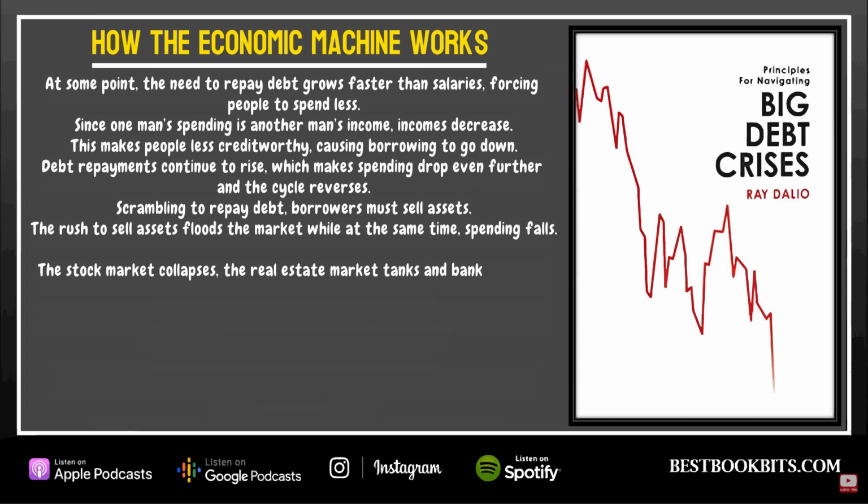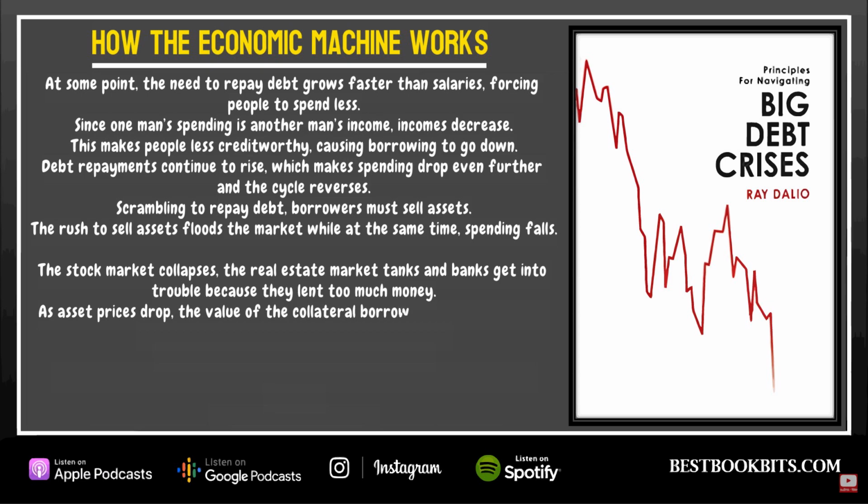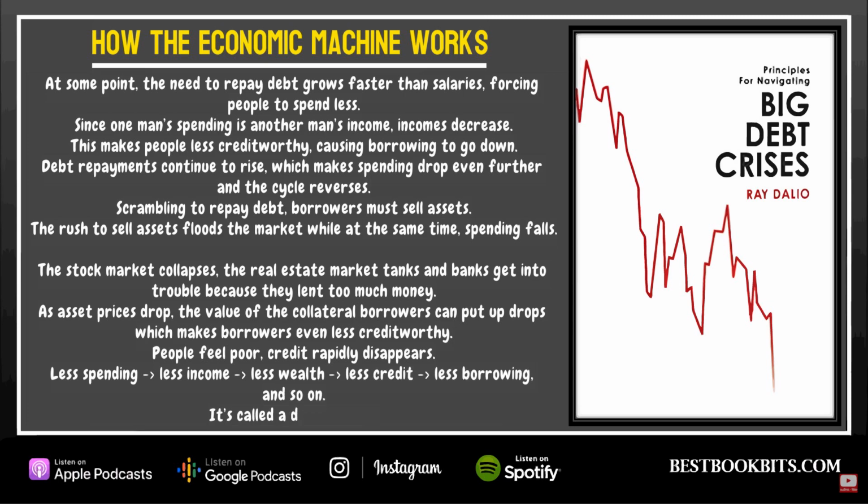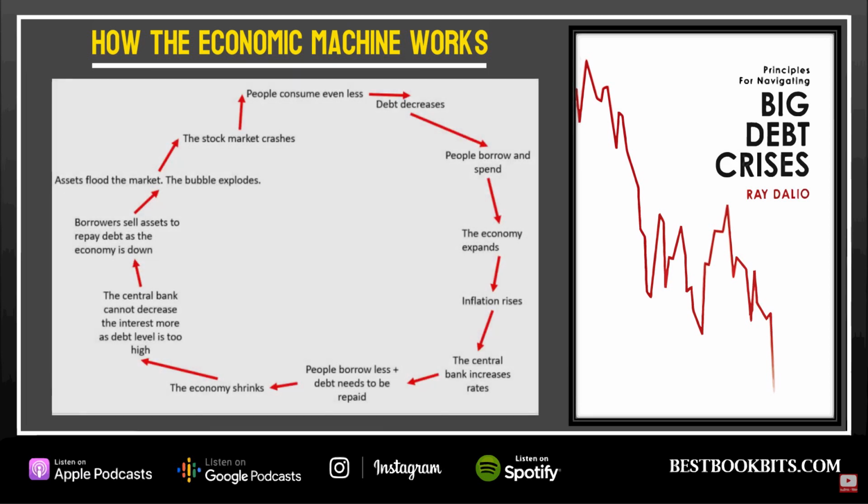The stock market collapses, the real estate market tanks, and banks get into trouble because they lent too much money. As asset prices drop, the value of the collateral borrowers can put up drops, which makes borrowers even less creditworthy. People feel poor, credit rapidly disappears. Less spending equals less income, less wealth, less credit, less borrowing, and so on. It's called deleveraging.